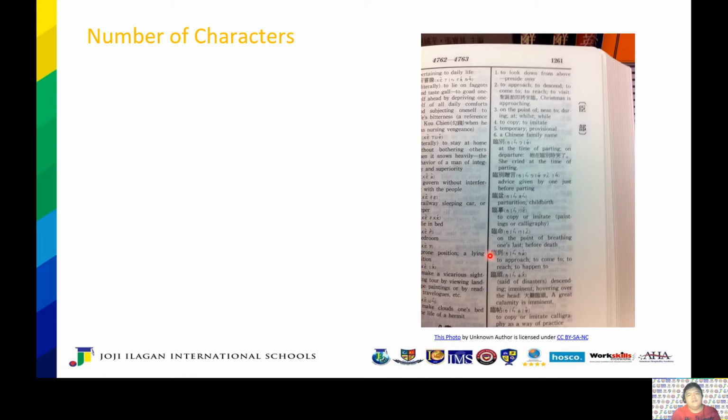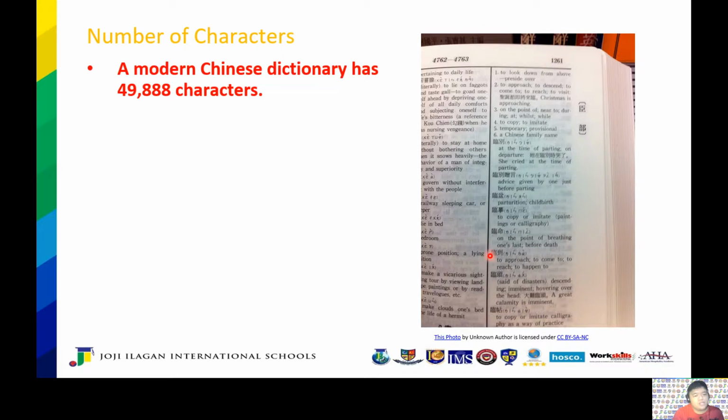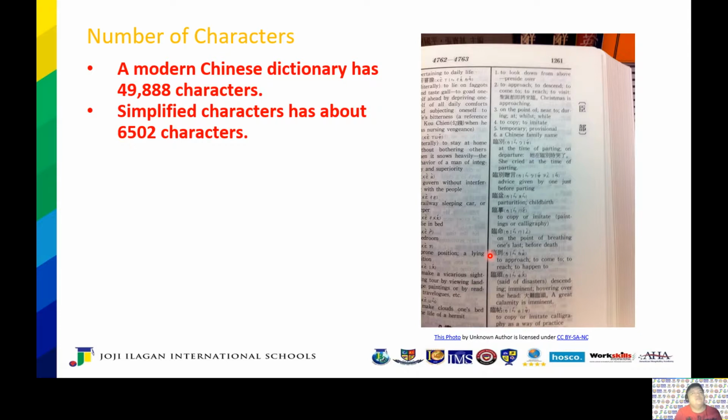Allow me to give you an illustration of why it is important for you to understand Chinese characters. For example, this is one of the dictionaries that I used when I was in high school, back in my alma mater. This is a Taiwanese dictionary for searching Chinese characters. The modern Chinese dictionary has around 49,888 characters. That's a lot of characters. When you simplify all those characters, it reduces to around 6,502.